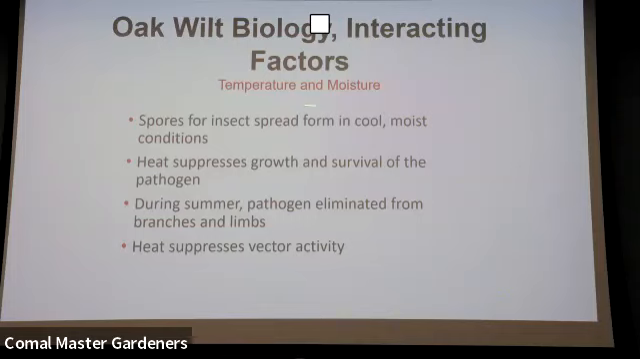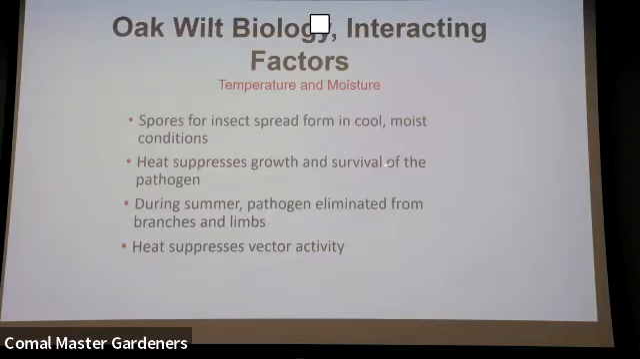Temperature and moisture does influence the situation. Spores for insect spread form in cool, moist conditions. You remember those fungal mats? If we have a very, very dry spring, and it turns warm very quickly, we get very few fungal mat formations. We've gotten to the point now where we've noticed you just have less oak wilt in that particular year. It doesn't go away, you just don't have as many new oak wilt centers showing up, because the trees that form the fungal mats like to have an extended period of cool, moist conditions.